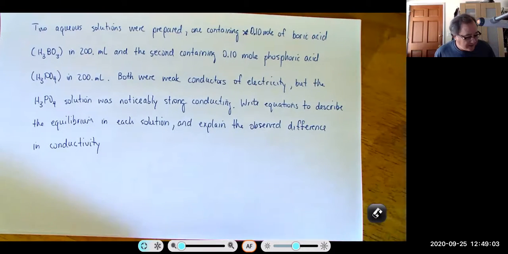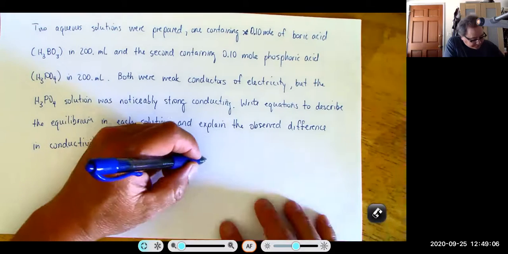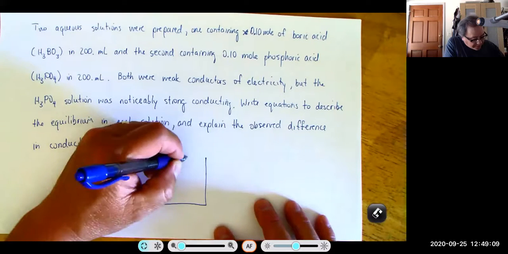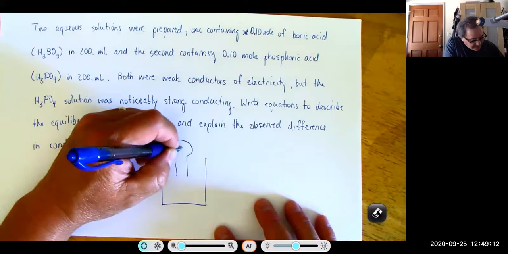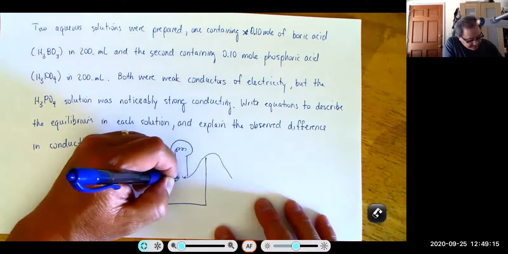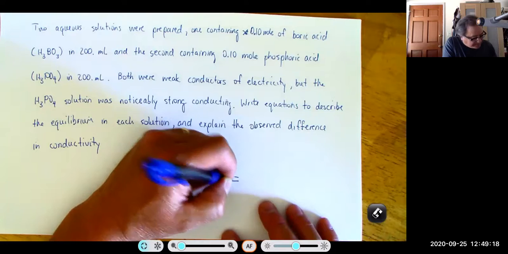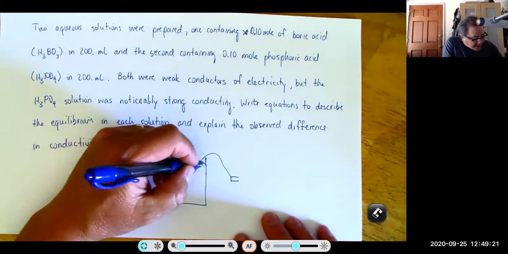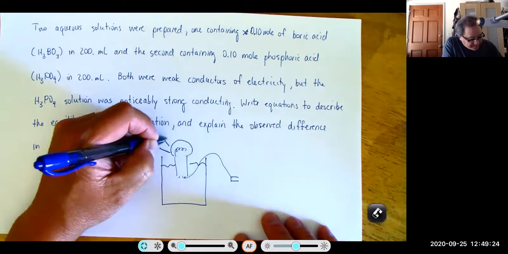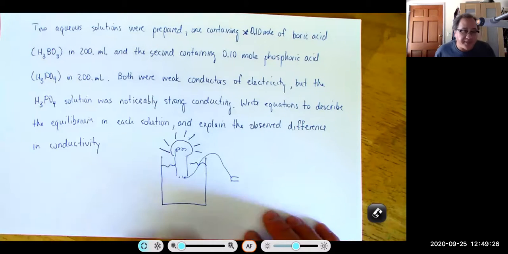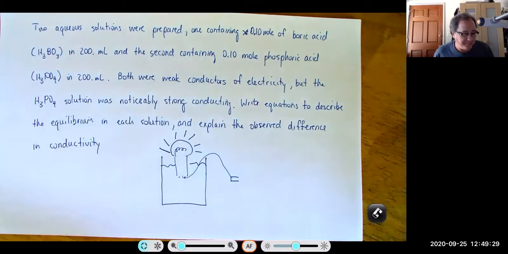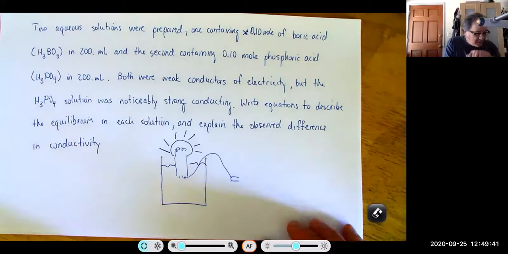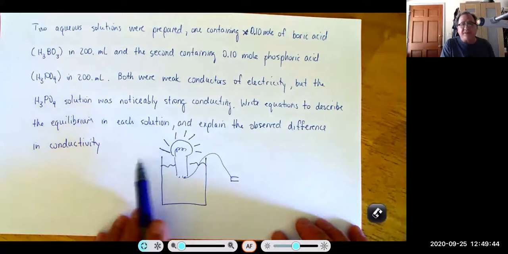It turns out that if you take a solution and you put a light bulb in there and have this connected up to electricity, so here's your outlet. If it's a strong acid, the light bulb is really bright. And the reason is because ions help to conduct electricity. If you have a weak acid, the light bulb is dim because you have fewer ions in solution, okay? So when they say both are weak conductors of electricity, it means that they're both weak acids.